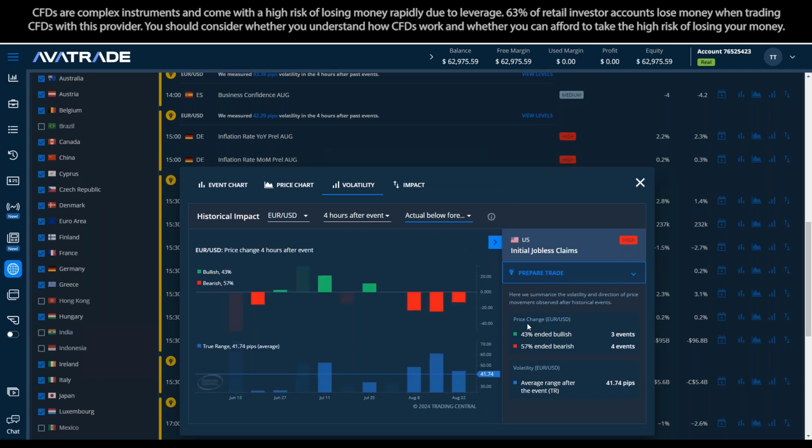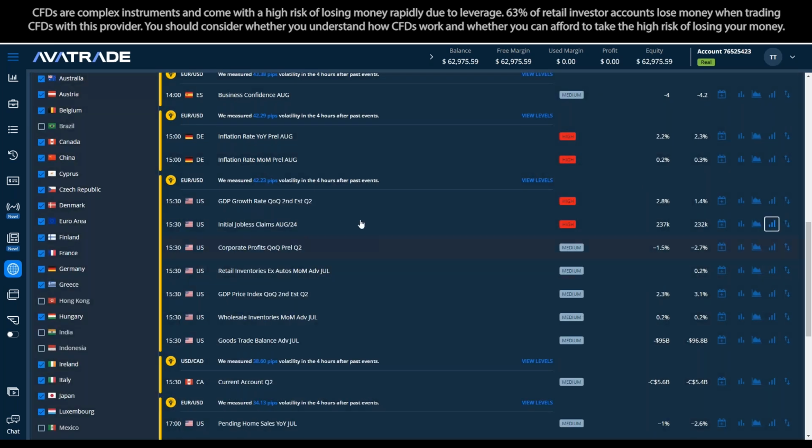Okay, so then I can look at below forecast. Still almost 50-50, 43% up, 57% down. Volatility, but not predictability with this announcement. Okay, and it could be because this announcement is at the same time as the GDP announcement. And the GDP announcement seems to be the one that's determining directionality rather than the initial jobless claims.